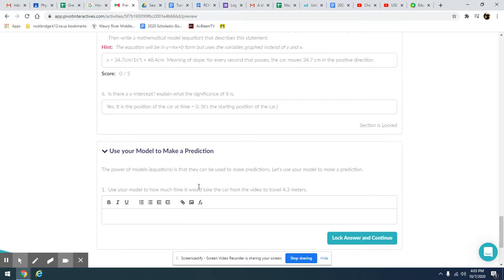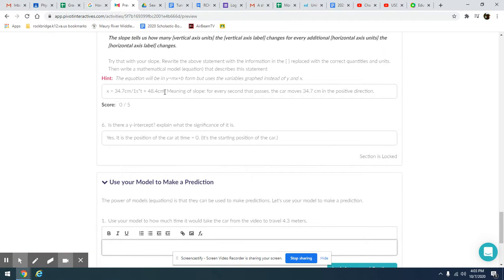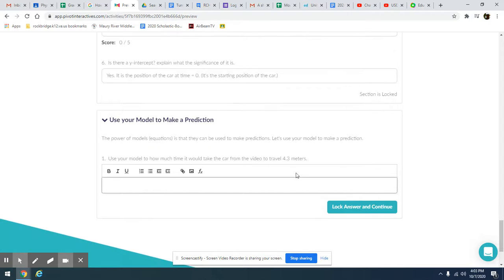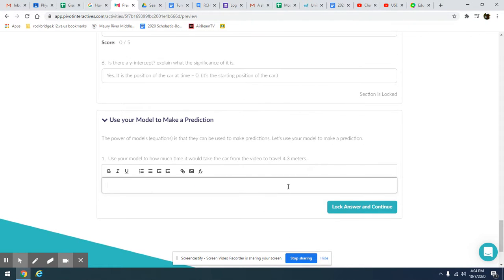Let's see. Let's just do this real quick. So use how much time it would take for the car to travel 4.3 meters. Now, I'm not crazy about the way that this was asked. So how much time it would take for the car from the video to travel that far. So in my equation, since mine started at 48.4 centimeters, it actually started at 50, I would have to figure out here, my model, how much time it would take for the car to travel 4.3 meters. If it's going to travel 4.3 meters, that means it's going to be at 4.8 meters because it had a head start at 50 centimeters.